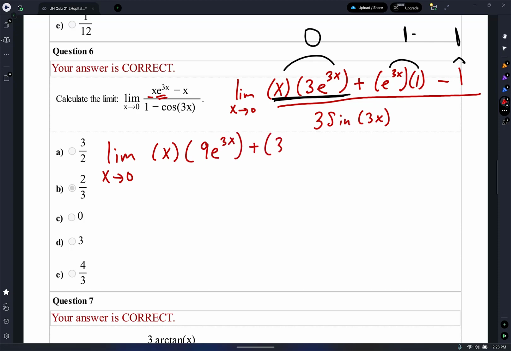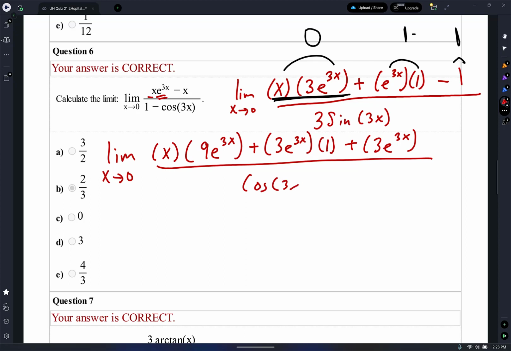Plus second, 3e to the 3x times the root of the first, 1. Plus, and then it's the derivative of this guy, so it's going to be 3e to the 3x, or e to the 3x times 3. And the derivative of 1 is 0, so there it is. I think I did everything. First derivative of the second plus second derivative of the first plus, yep, I did everything on the top. All over the bottom, the derivative of sine is cosine 3x times 3, and I already have a 3 in the front, so it's going to be a 9.